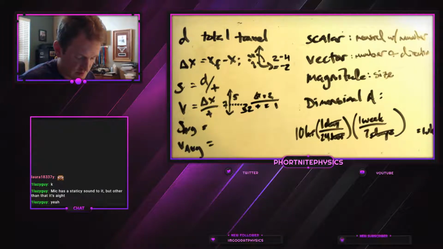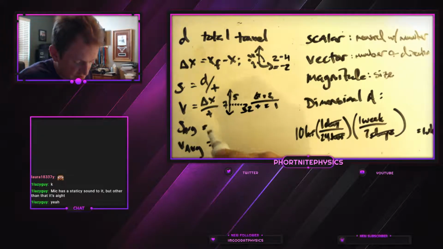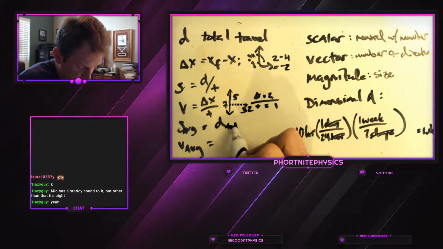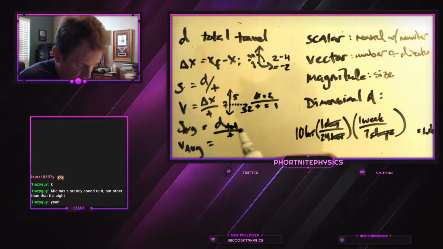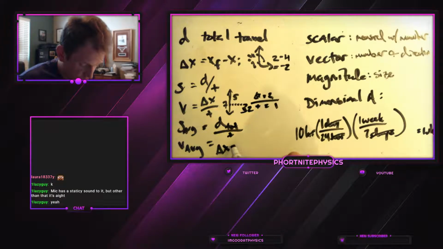So, speed average and velocity average. These you just take your total distance divided by your total time. Velocity average, total displacement divided by time total.